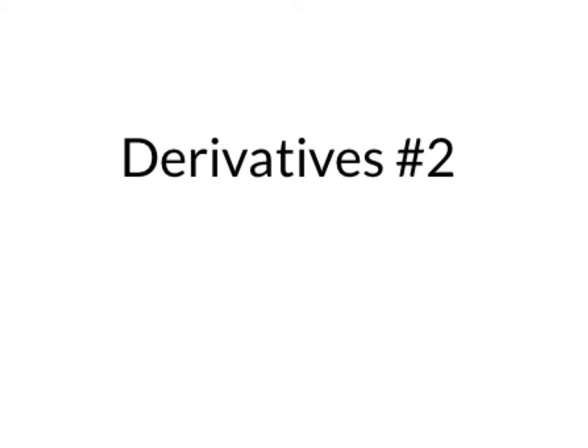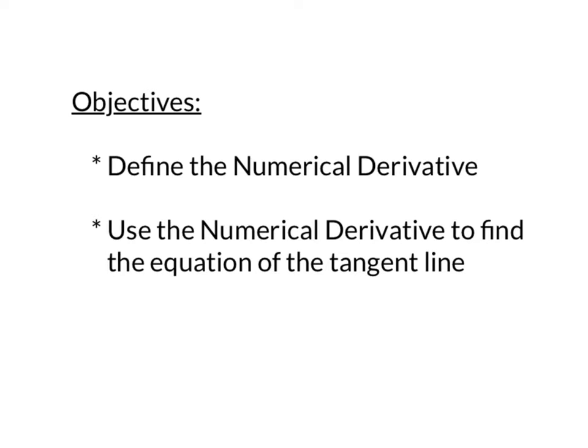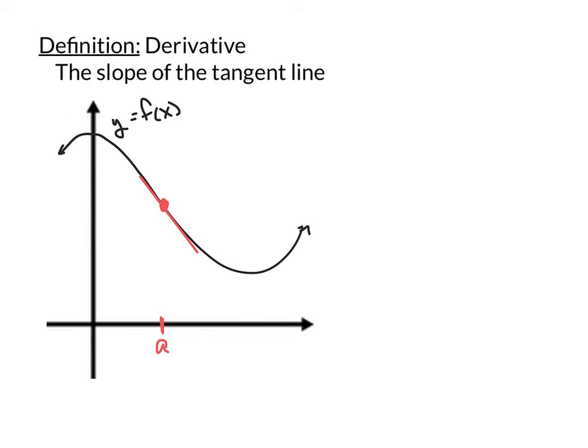Let's take another look at the derivative. Specifically, we want to look at what's called the numerical derivative and use that numerical derivative to find the equation of the tangent line. Now, we remember that the derivative is the slope of the tangent line. Now, I want to look at this specific tangent line at the point where x is equal to a.